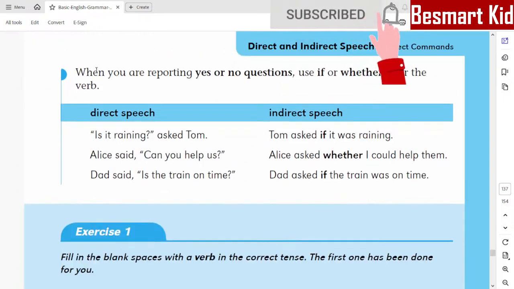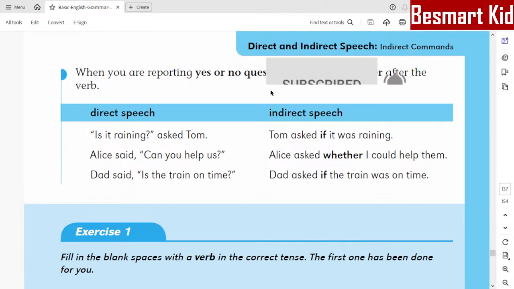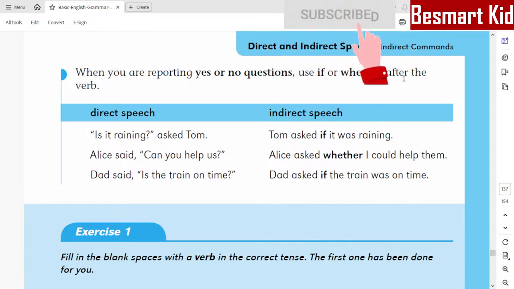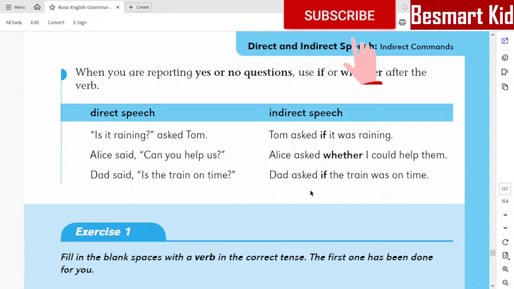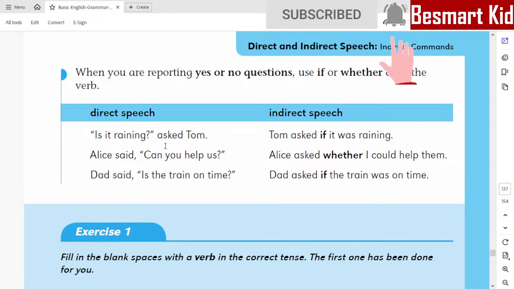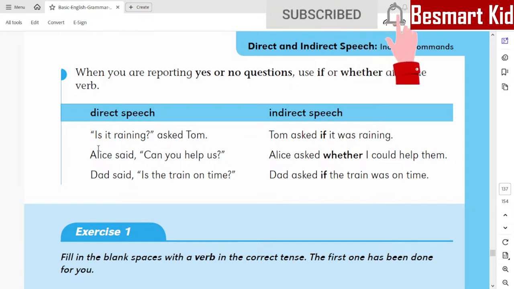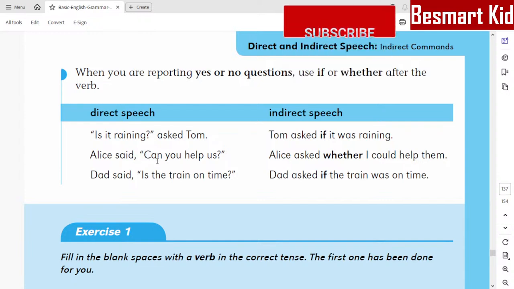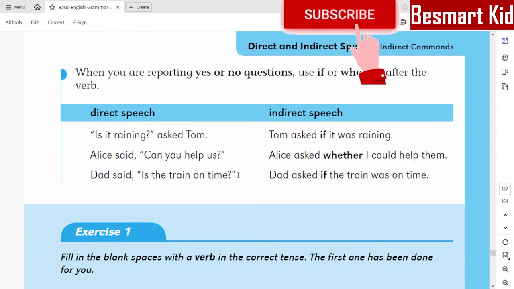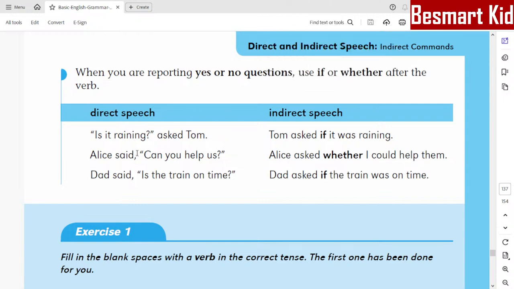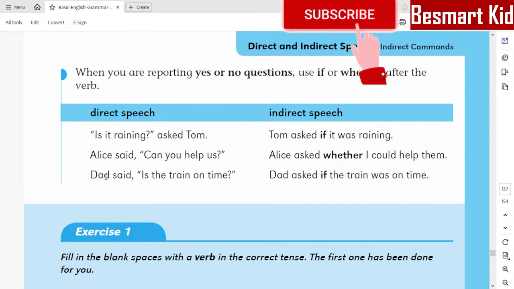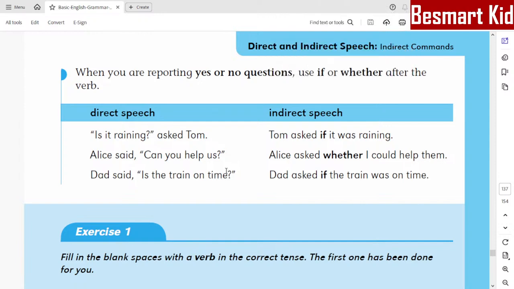When you are reporting yes or no questions, use if or whether after the verb. Now here you have direct speech and here the indirect speech. "Is it raining?" asked Tom. Tom asked if it was raining. Iris said, "Can you help us?" Alice asked whether I could help them. "Dad, is the train on time?" Dad asked if the train was on time.